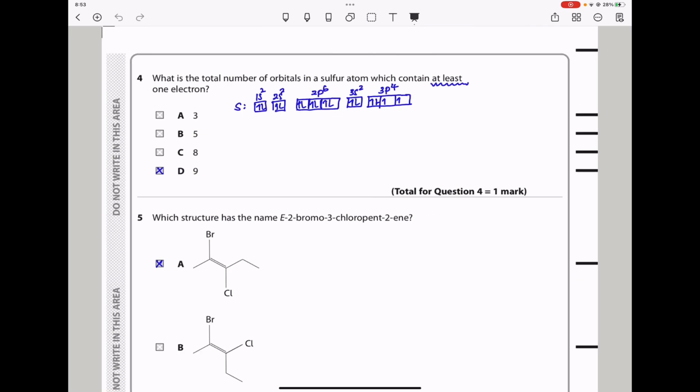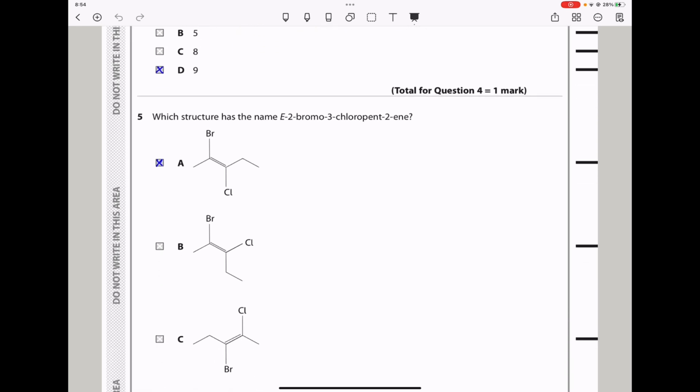Moving on. Question 4. What is the total number of orbitals in a sulfur atom which contains at least 1 electron? A sulfur atom containing at least 1 electron should have 9 orbitals. I tried to write them here so that you can see. Because here they said at least, it means 1 or more. So here we have 1, 2, 3, 4, 5, 6, 7, 8, 9. Those are 9 orbitals that contain 1 or more electrons. So the answer should be a D.